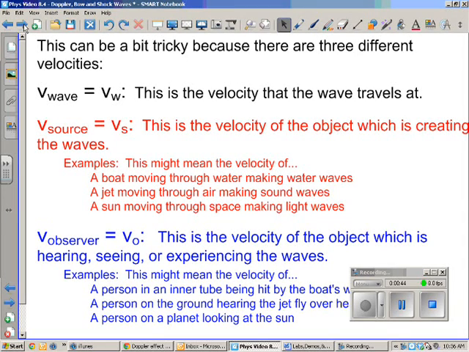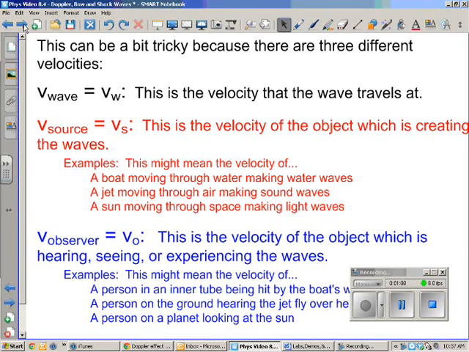All right. Now, because there's a wave, there's also a source of the waves. Something is creating those waves. And if that object is moving, then there's also a velocity of the source. All right. So examples might be, if you've got a boat moving through the water, it creates waves. The boat is the source of the waves. So the velocity of the source would be the velocity of the boat. All right. When a jet flies through the air, it makes sound waves. And because the jet is moving, it's got a velocity.